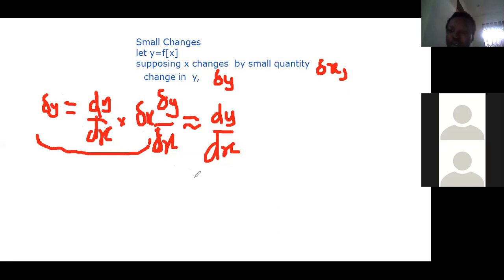If you have enough time today, I'm going to do maximum and minimum, hopefully. So that is it. Let's do some questions. So there's the formula I'm going to use.